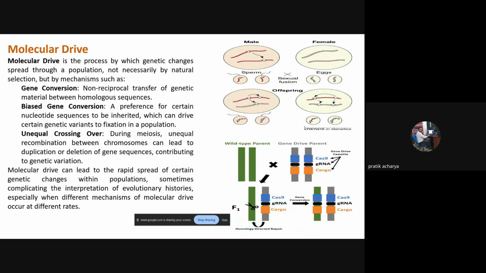Then we'll go for molecular drive, another important concept. What actually is molecular drive? It is the process by which genetic changes spread through a population, not necessarily by natural selection, but by mechanisms such as gene conversion, biased gene conversion, unequal crossing over.